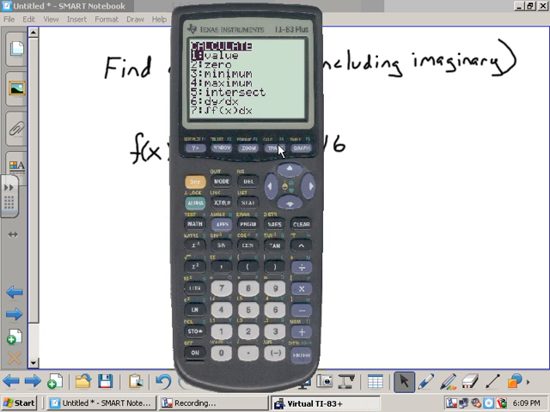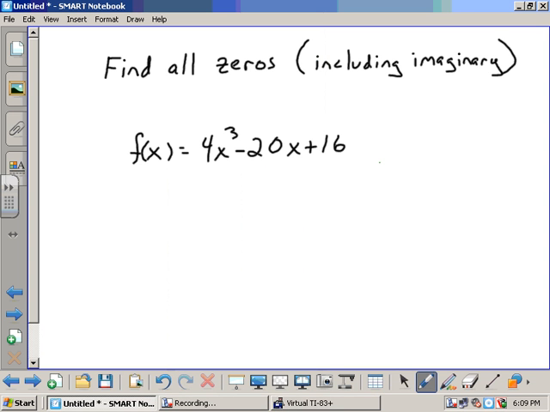I'll just double check that using the value. So when x is 1, what's the value of y? Y is 0. So what I know right away, x equals 1 is a solution, and it's rational. The other two answers do not look rational. So I'm going to use synthetic division and break this thing down. So 1 goes in the box. We have 4, 0x squared, minus 20x and 16.